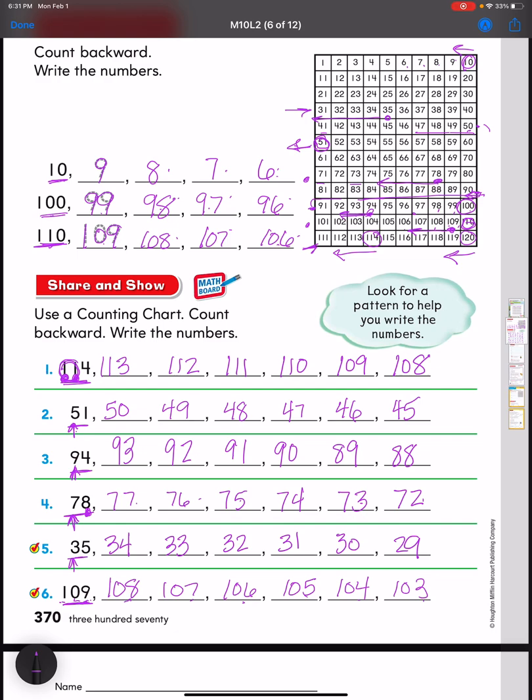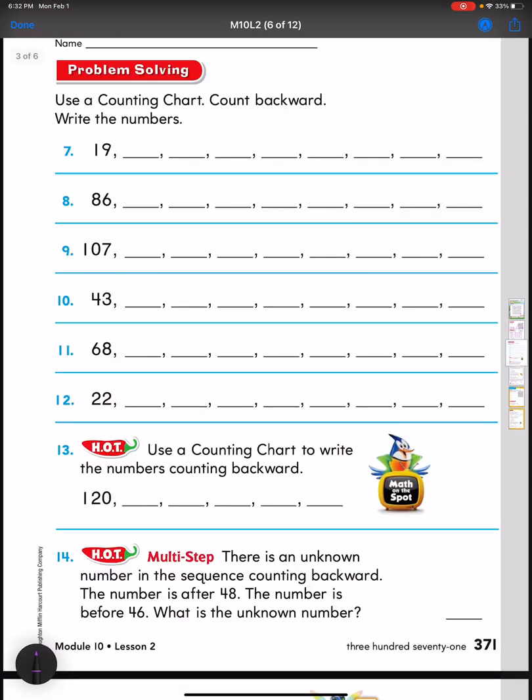Like this one, number 1. We started with the 1 and the 4, the 14, 13, 12, 11, 10, 9, 8. Counting backwards. Yes, it is 114, 113, 112. But some of these number patterns you can see in your 1s place and your 10s place. All right, let's look at here. So this is more of our counting backwards.